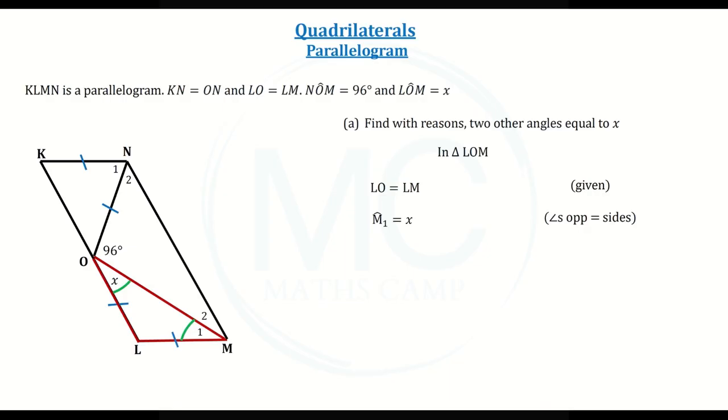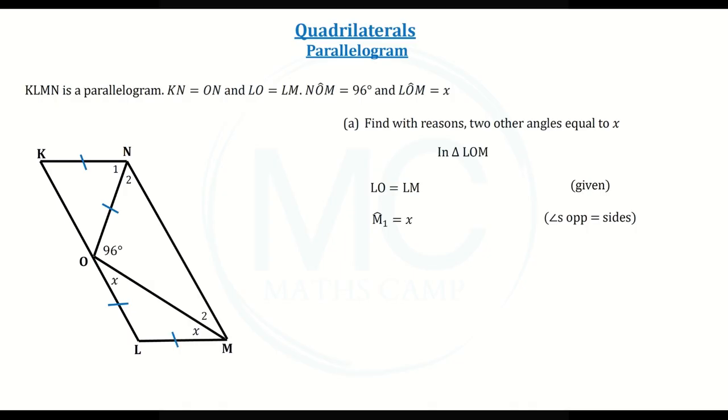Now let's take our red triangle out. Let's take out our green arcs. We can take out angle M1 and write x into our diagram. And now we need to find another angle equal to x. We don't have enough information in triangle KON or NOM, so we can't use these.